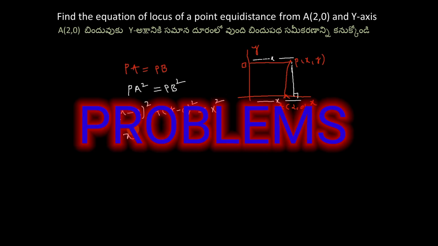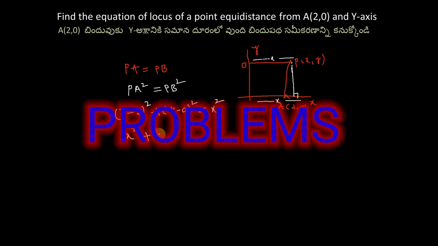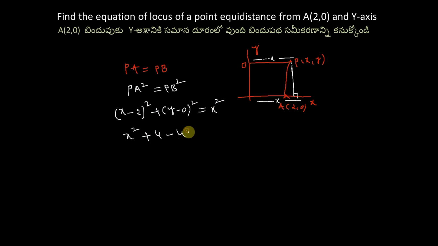On simplification, in expansion I will get x square plus 4 minus 4x plus y square is equal to x square. Both sides I can cancel x square. So therefore I can write the locus of P is given by y square minus 4x plus 4 is equal to 0. This is the required answer.